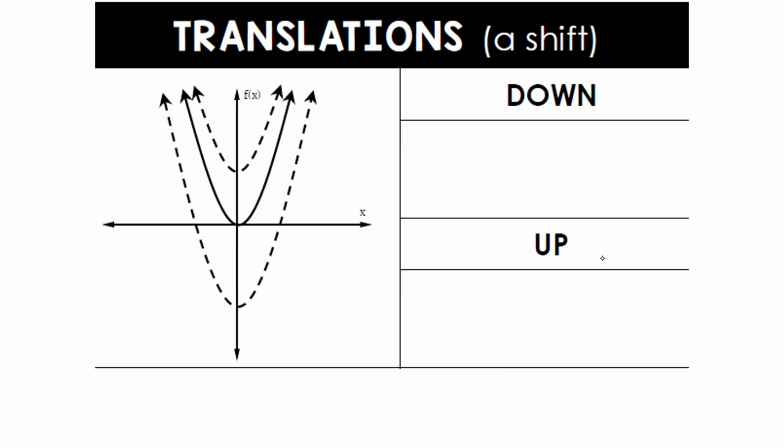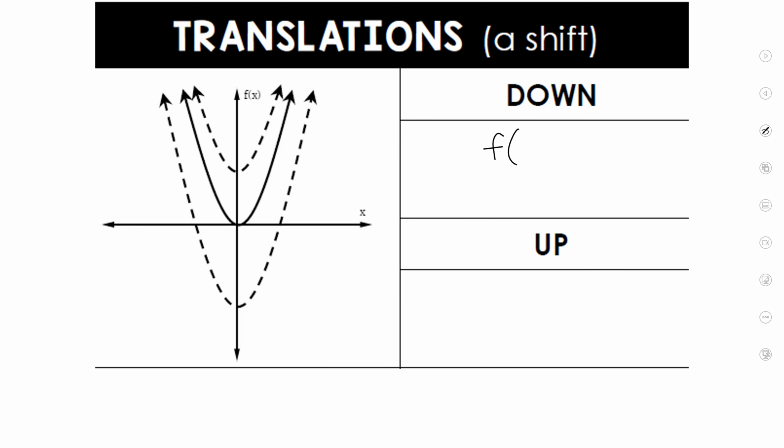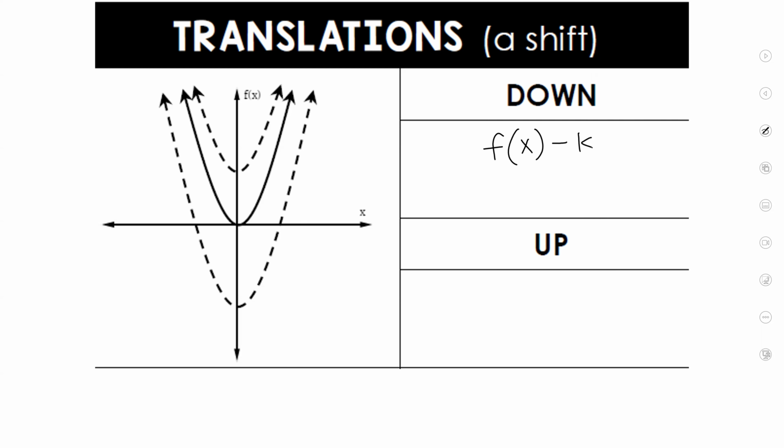All right, so let's talk about translations. This is what your equation will look like whenever it goes down. Sorry, it'll be a minus sign. And if it goes up, you will have a plus sign on the end. So guys, what is the parent function here? What is this called? I heard someone whisper it. It's a quadratic.